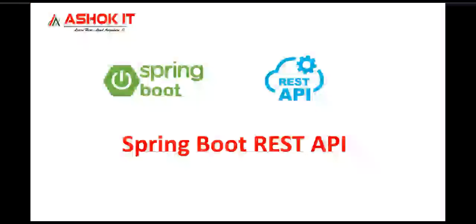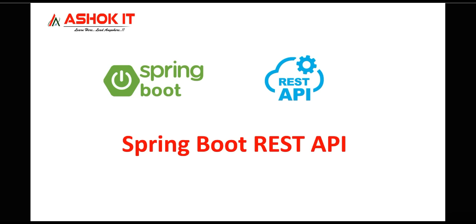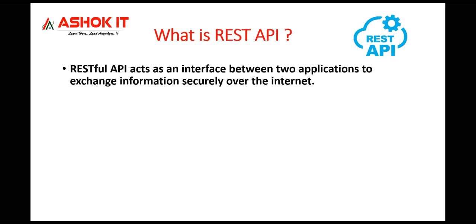We will develop one REST API by using Spring Boot, and we will test that REST API by using Postman. What is REST API? REST API acts as an interface between two applications to exchange the information. If one application wants to communicate with another application, then we are going to use REST API. REST API acts as a mediator between two applications.